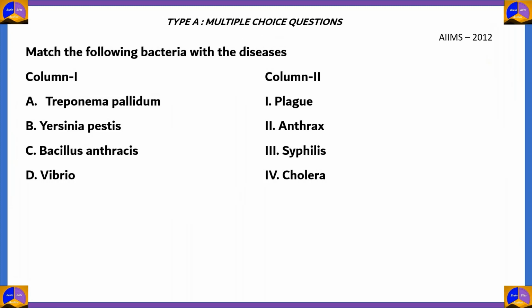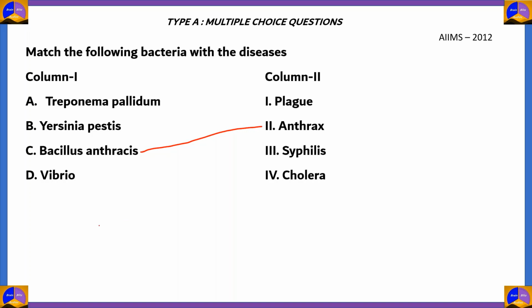Next question. We need to match the following bacteria with the diseases. So column 1 has Treponema pallidum, Yersinia pestis, Bacillus anthracis, and Vibrio. Column 2 contains the diseases plague, anthrax, syphilis, and cholera. Now, when we look at our options here, we find that Bacillus anthracis would give you a giveaway that it causes the disease anthrax in cattle. So option C in column number 1 matches with option 2 in column number 2.